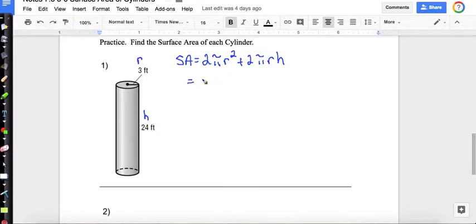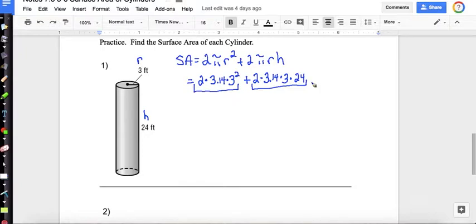Now we're going to bring down the 2. We're going to replace pi with 3.14, and we're going to take out the radius and put 3 squared, and box it in. Plus, bring down the 2, times pi, 3.14, times the radius, 3, and the height, 24. So box it in.